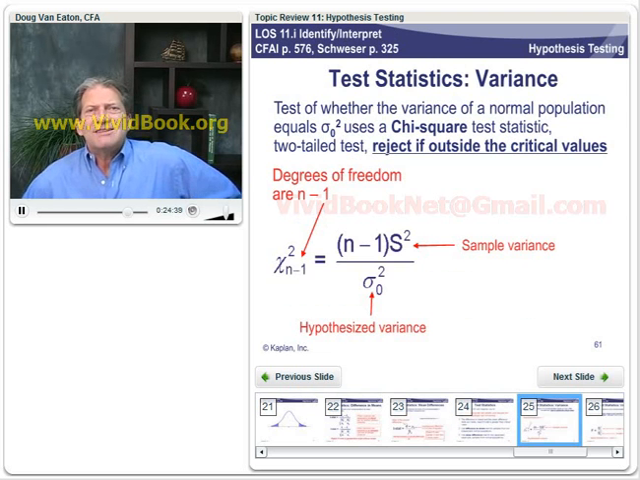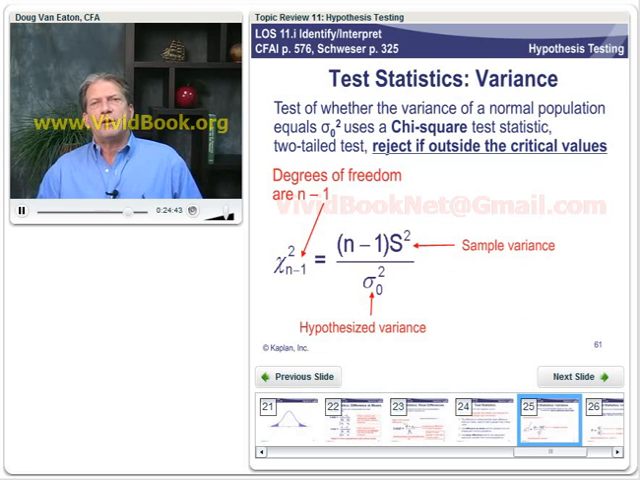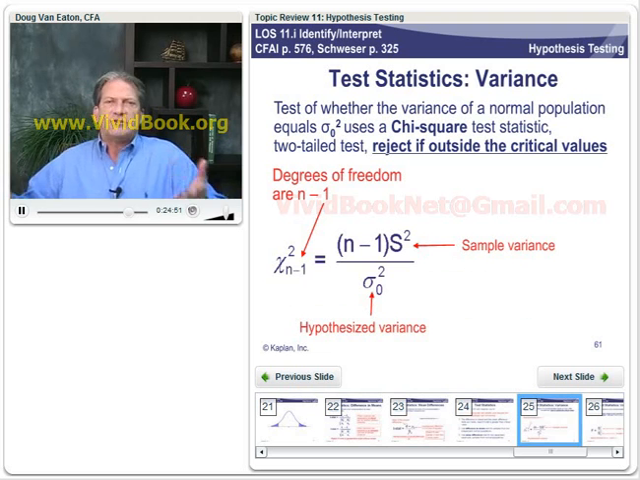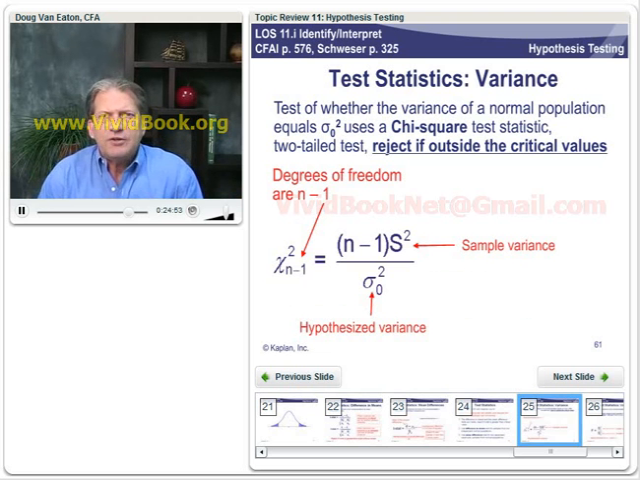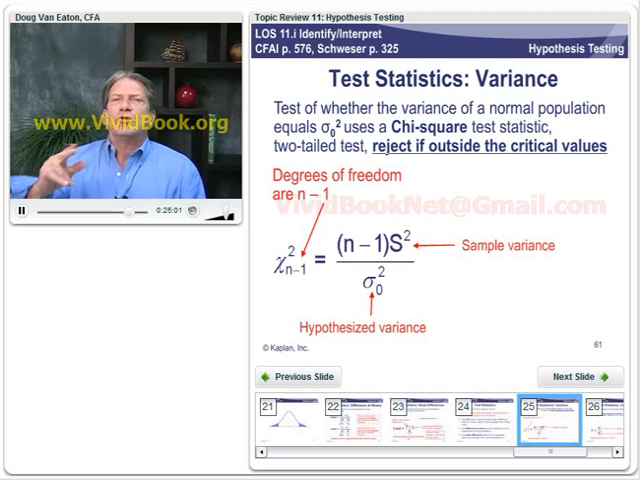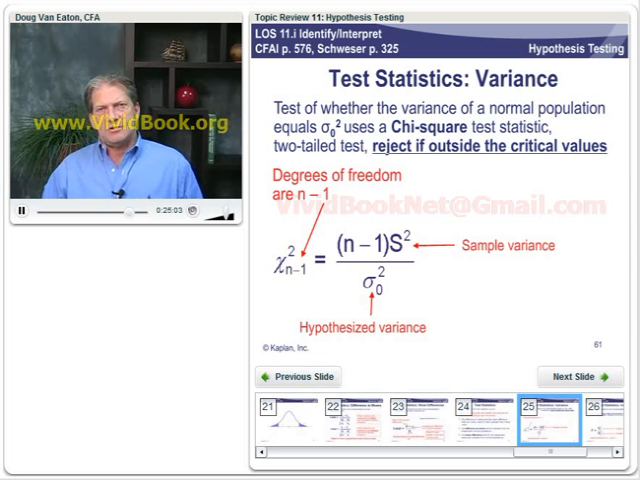Now we have a test of the variance. This is a test of whether the variance of a normal population equals some hypothesized value. So does the variance equal 7? Well, this is a chi-squared test statistic. That's another type of distribution. So our test statistic is distributed according to a chi-square distribution.